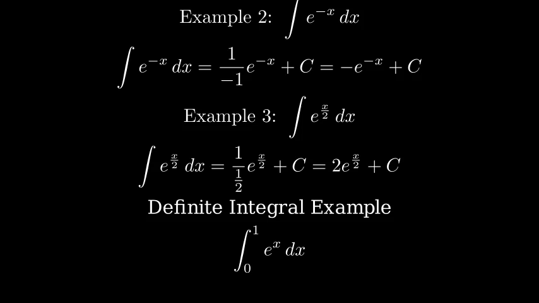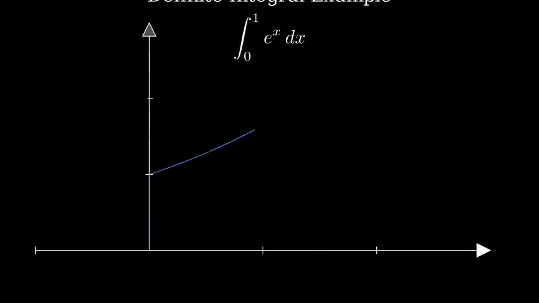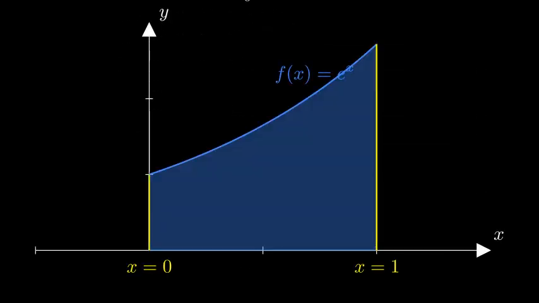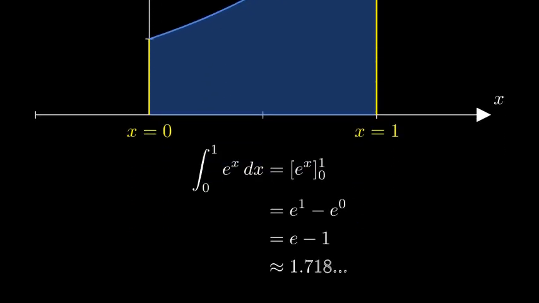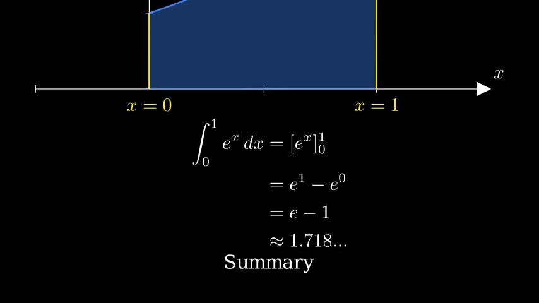Find the definite integral of e to the power of x from x equals 0 to x equals 1. We use the formula. The integral of e to the power of x is e to the power of x plus c. Then we evaluate at the upper and lower bounds. That gives us e to the power of 1 minus e to the power of 0, which is e minus 1, approximately 1.718. Here's a summary of what we've learned today.